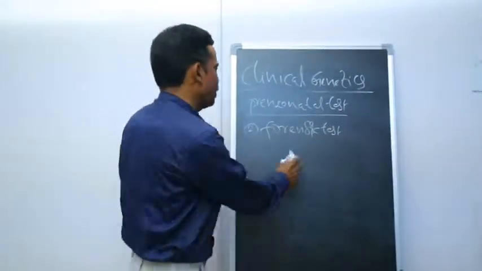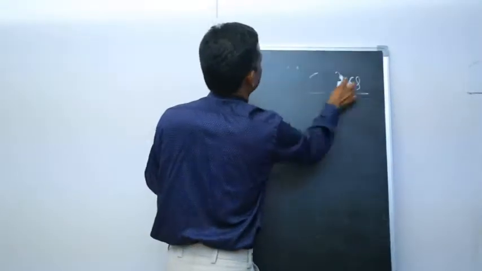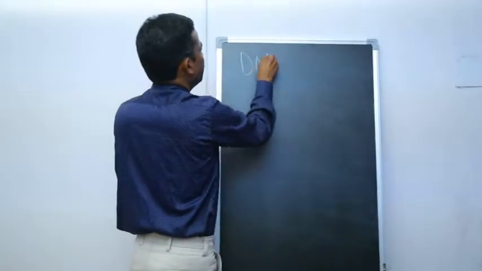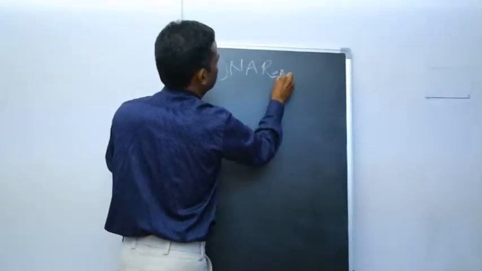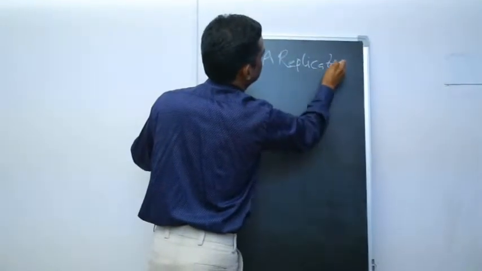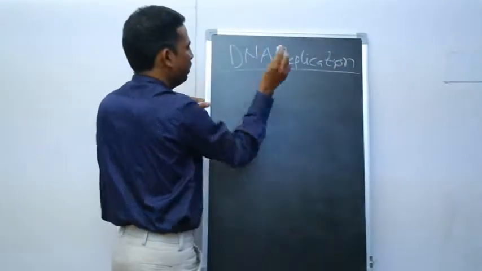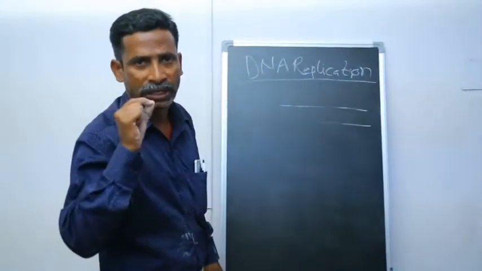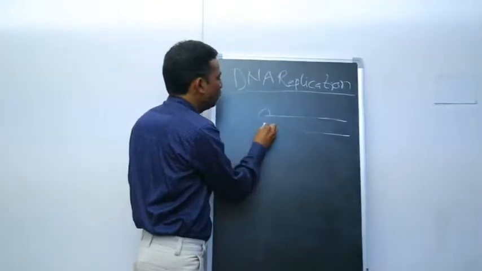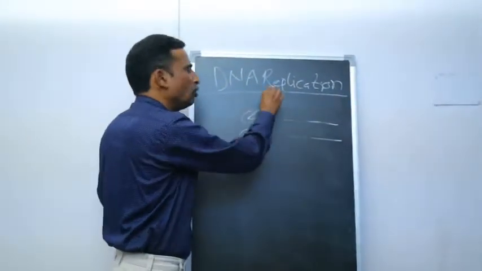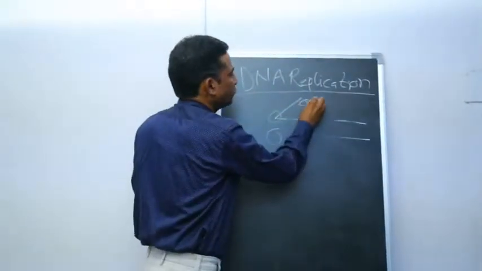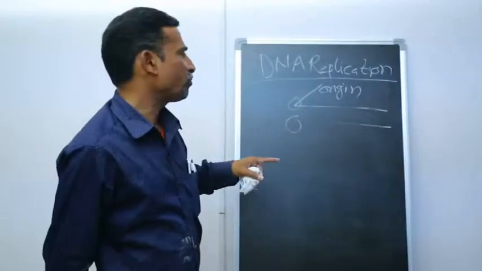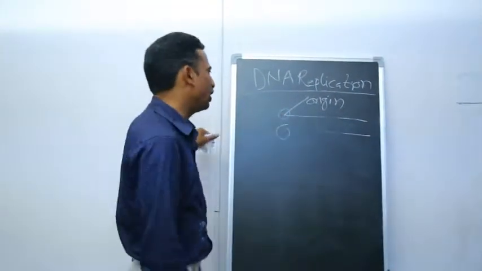Next, DNA replication. In DNA replication, DNA contains a certain fixed point where it starts, called the origin. At the origin, certain enzymes bind at the origin point.